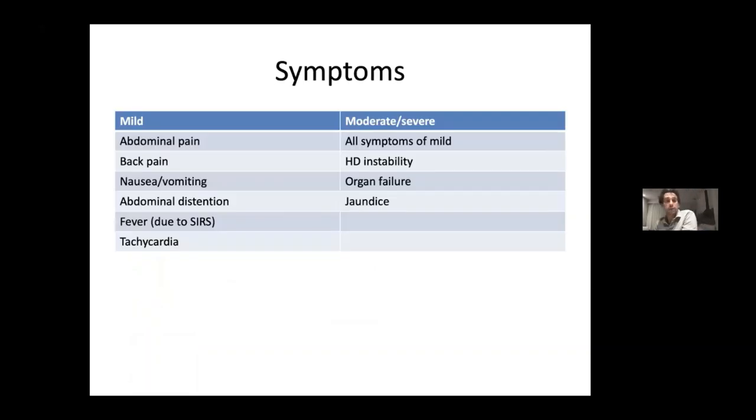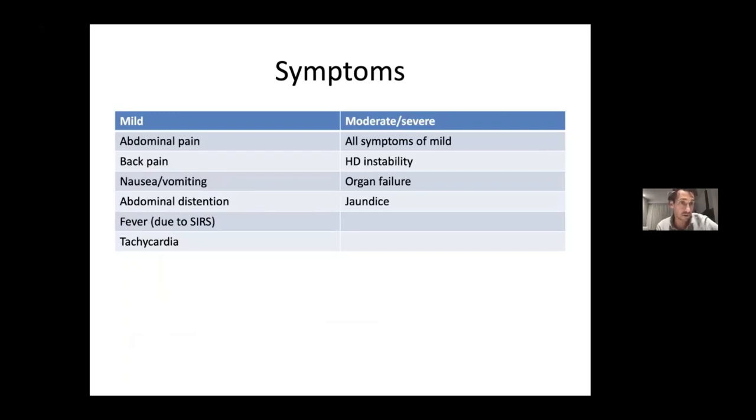Symptoms. I think the main symptom obviously is abdominal pain. Back pain is important. So the pancreas is a retroperitoneal organ, so pain often radiates to the back. People often come with nausea and vomiting. You could have some abdominal distension, even an ileus, but it's not that common in the early phases.